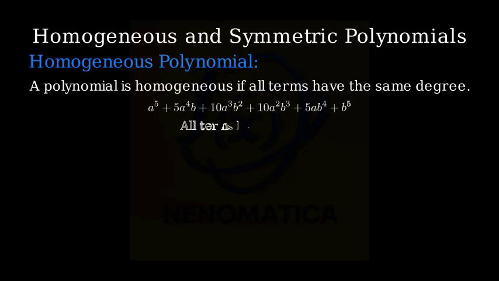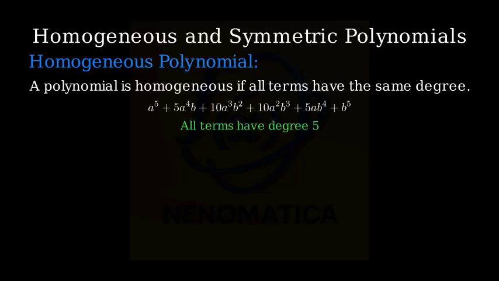For example, in the polynomial a to the 5th power plus 5a to the 4th times b plus 10a cubed times b squared plus 10a squared times b cubed plus 5a times b to the 4th plus b to the 5th power. Every term has a total degree of 5.